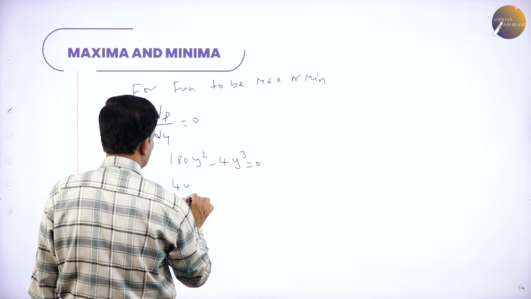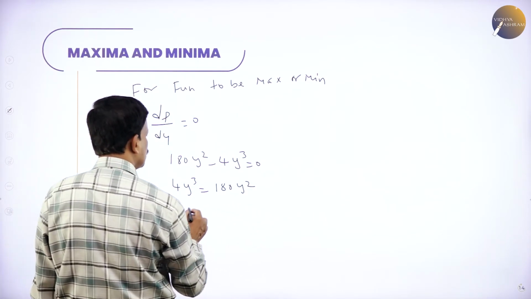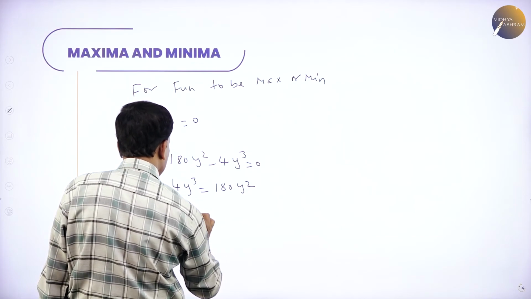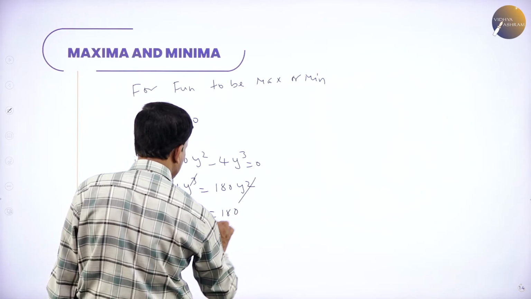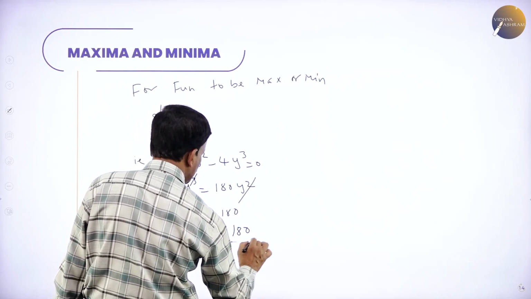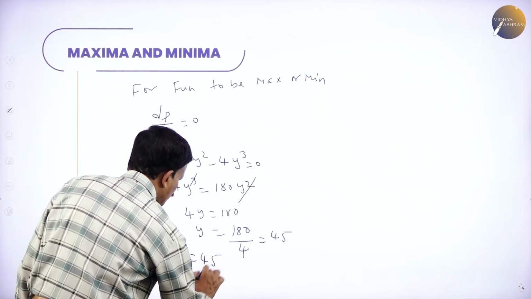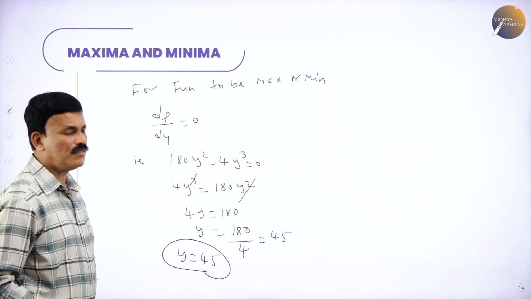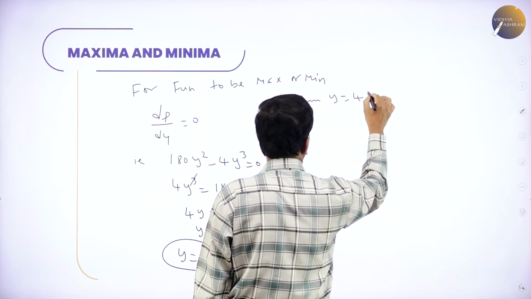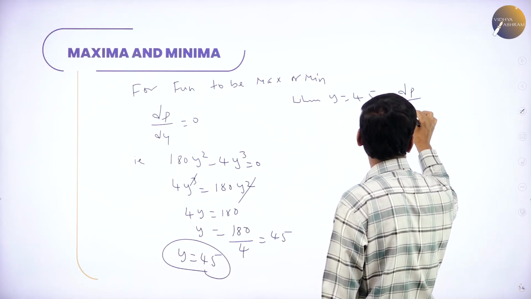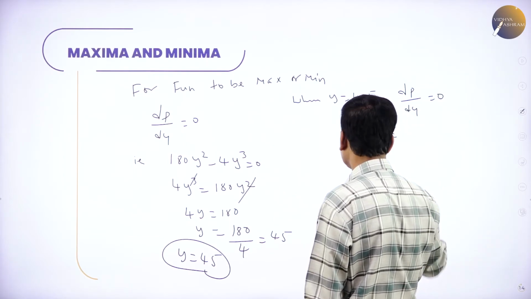Simplify this. 4y cube is equal to 180y square. If I transfer this side, what happens? Here y square gets cancelled. 4y is equal to 180, or y is equal to 180 divided by 4, which is nothing but 45. So y is equal to 45. Now when y is equal to 45, dp by dy is equal to 0. What happens to d square p by dy square?